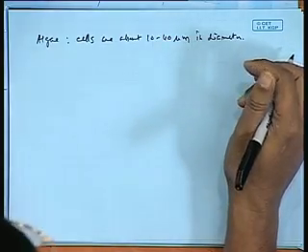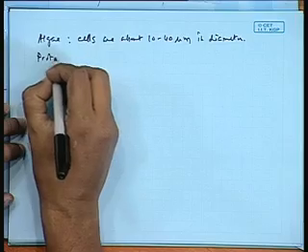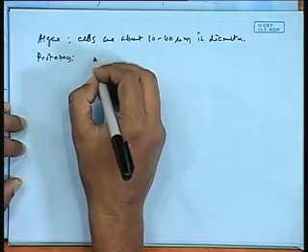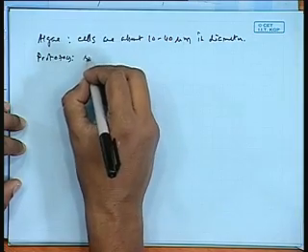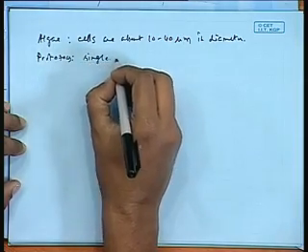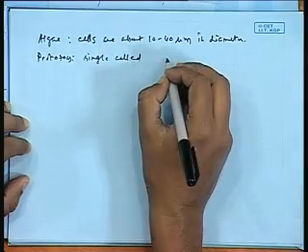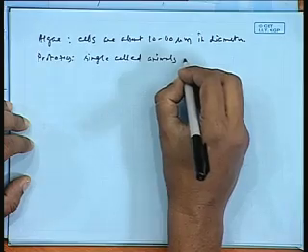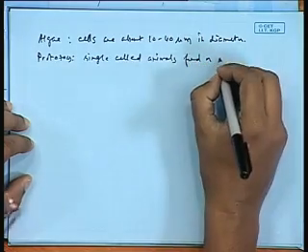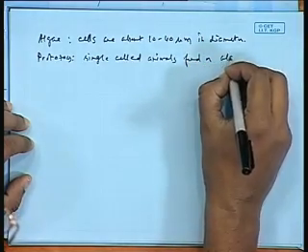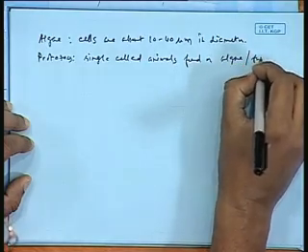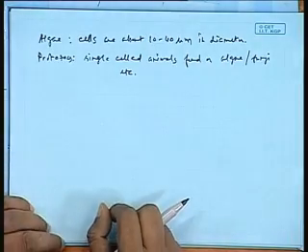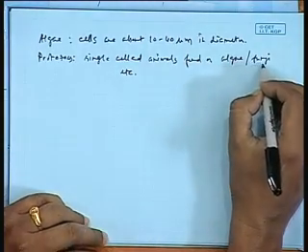Then there are protozoa. Single-celled animals feed on algae, fungi, etc.